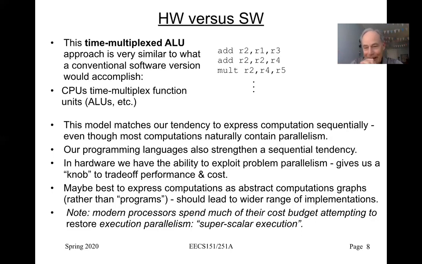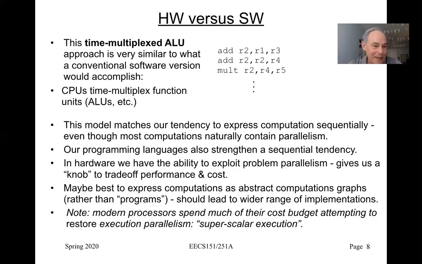And maybe that natural tendency is just because of the way we learn. It's interesting to think about, can we really naturally think about parallelism? Now, maybe it's better to think about programs as computation graphs, right? And then this would lead to a wider range of implementations. We could go directly from the computation graph into a parallel hardware implementation. And if we wanted a serial software implementation, we could turn it into a program, right?